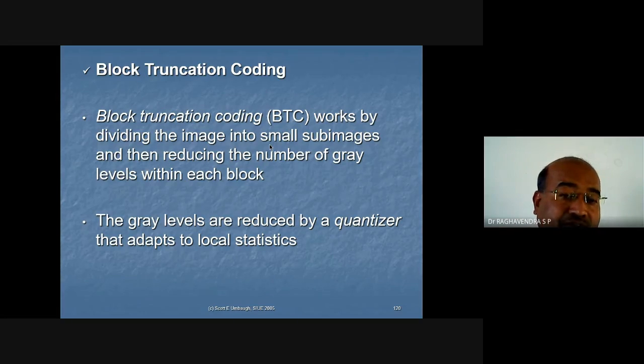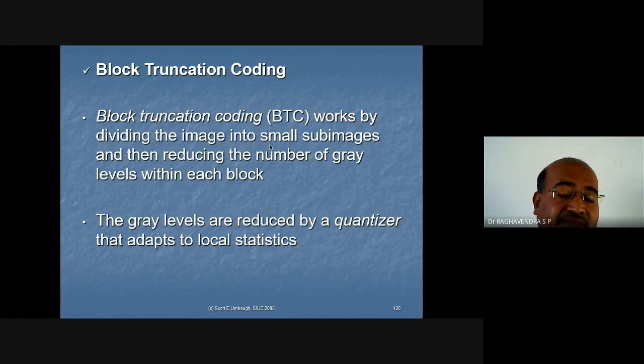And we reduce the number of gray levels in each block. In every block, we are going to reduce the gray levels. If there are more gray levels, you try to reduce their number so that the storage consumption of the image will be reduced. These gray levels are reduced by a quantizer.